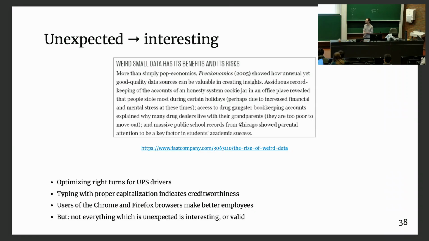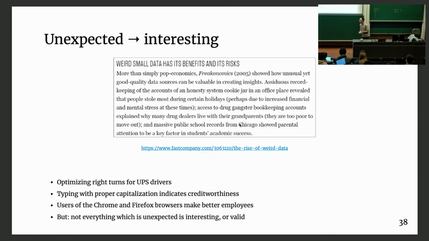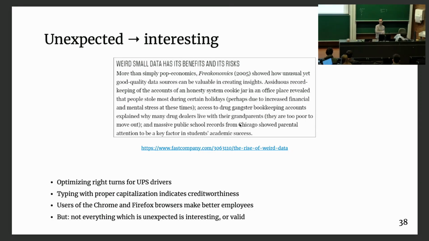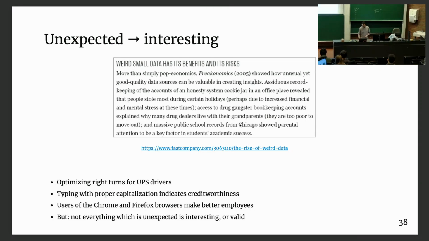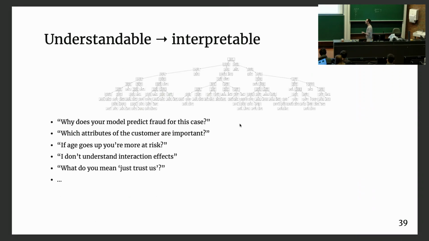Facebook was not so happy by that. And yes, sometimes if you do route planning for UPS drivers, it can turn out that it's not the shortest route that is the best one, but the one that optimizes for making right turns, because it turns out that that's quicker than finding the shortest route where you have to make more left turns because you end up waiting for other cars more often. Of course, not everything which is unexpected is also interesting.